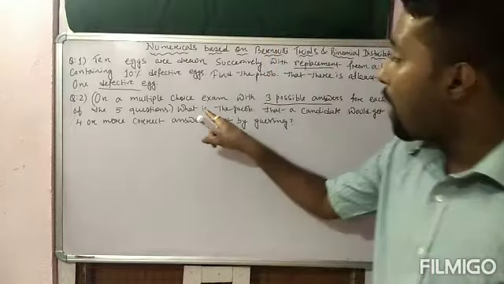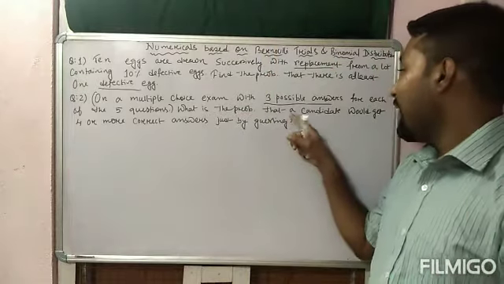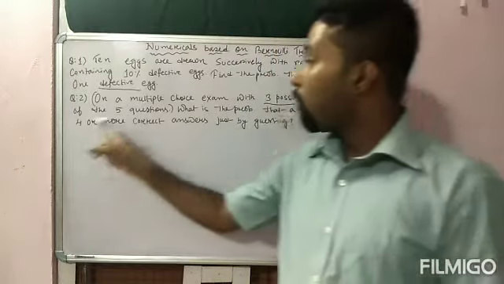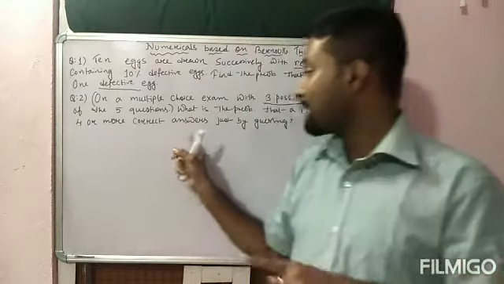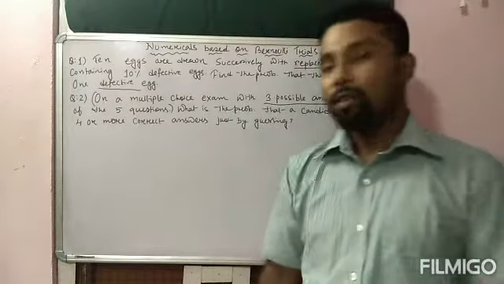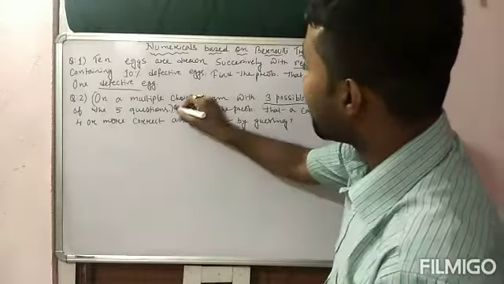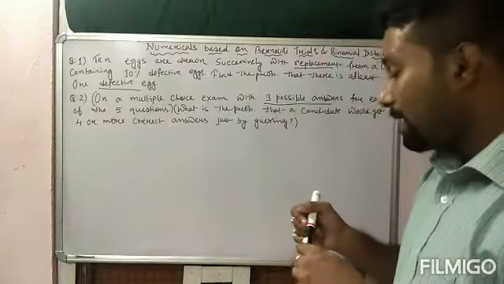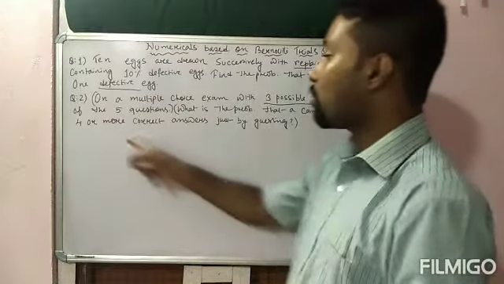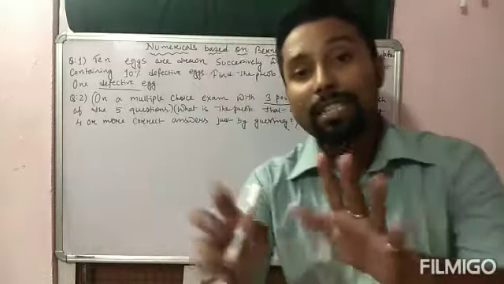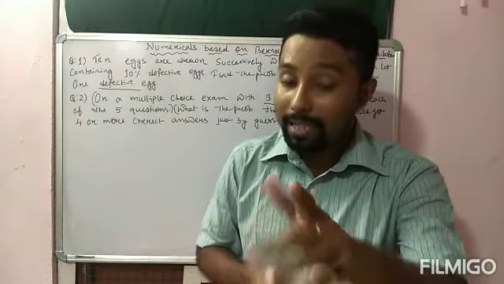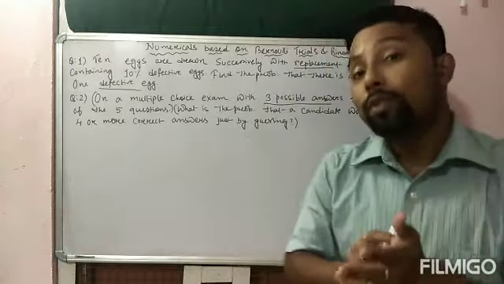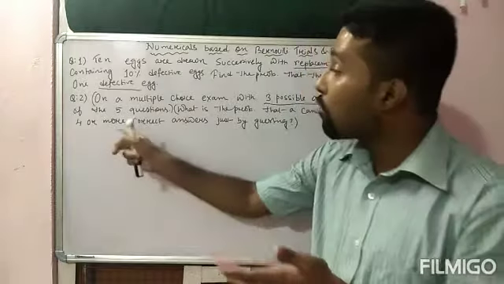What is the probability that a candidate would get 4 or more correct answers, 4 or more correct answers just by guessing. So इस last part का meaning क्या बताया गया? What is the probability that a candidate would get 4 or more correct answers? How many questions are there in that question paper? 5 questions. And what is the probability that a candidate would get 4 or more correct answers?